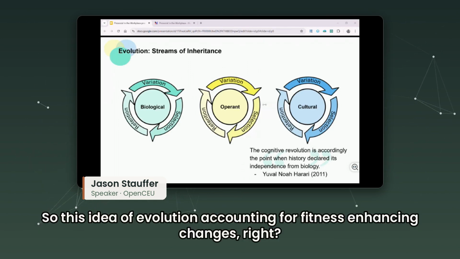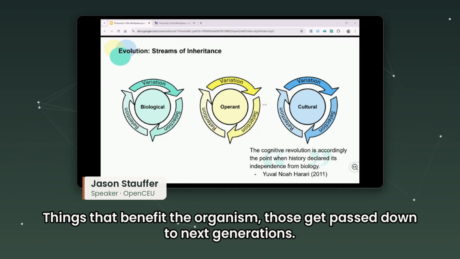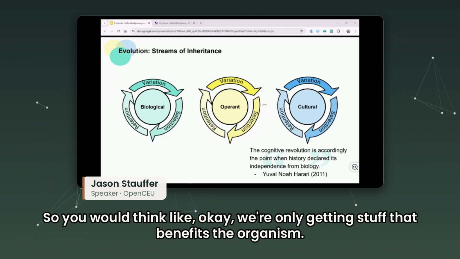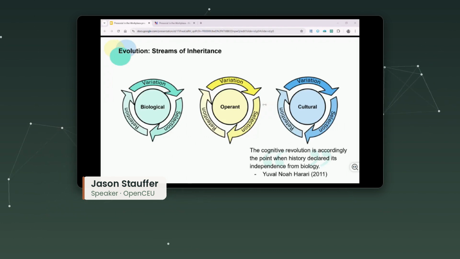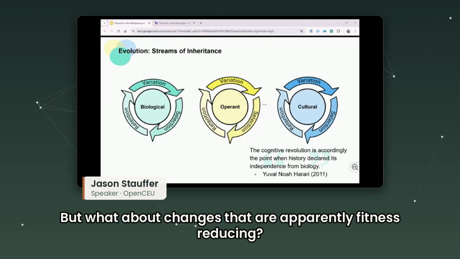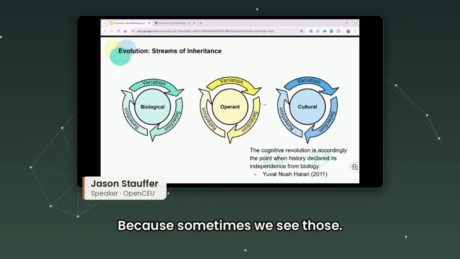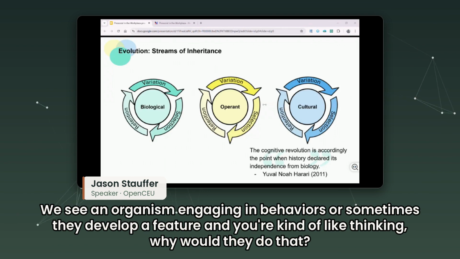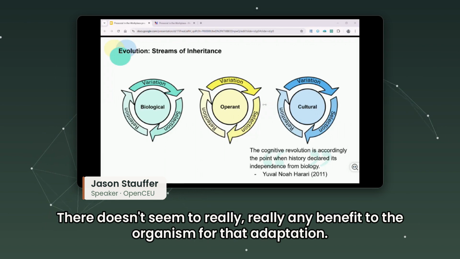So this idea of evolution accounting for fitness enhancing changes, right? Things that benefit the organism, those get passed down to next generations. So you would think, okay, we're only getting stuff that benefits the organism. But what about changes that are apparently fitness reducing? Because sometimes we see those. We see an organism engaging in behaviors, or sometimes they develop a feature and you're kind of thinking, why would they do that? There doesn't seem to be really any benefit to the organism for that adaptation.